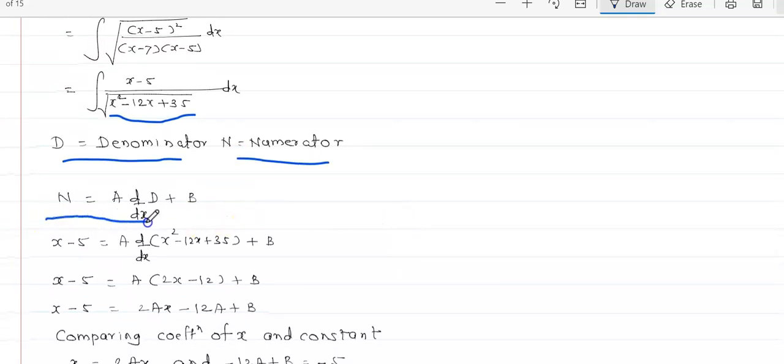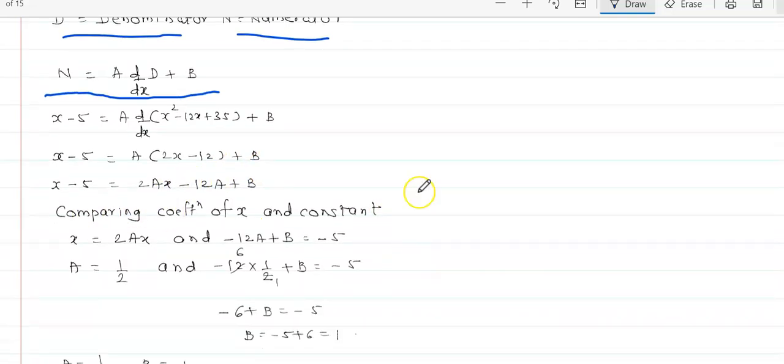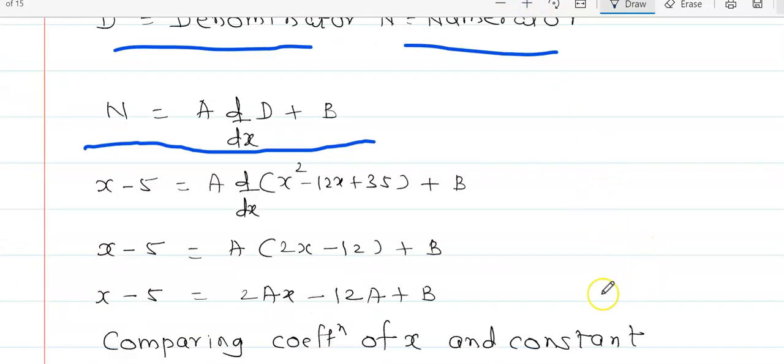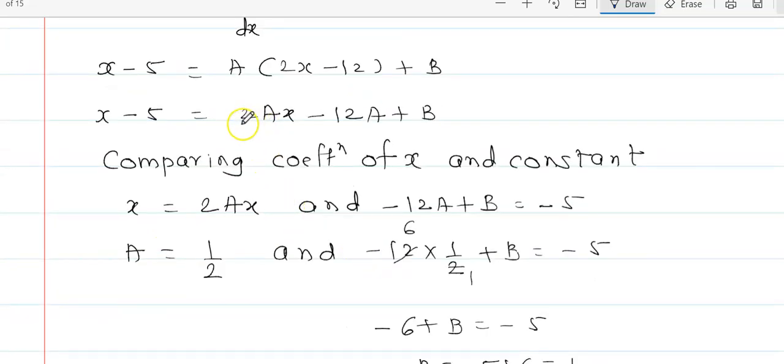That the numerator is equal to a into d/dx of the denominator plus b. Next, the numerator is x minus 5, a into d/dx of the denominator plus b. Math derivative is 2x minus 12 plus b. Equate the coefficient of x and the constant. Here we will equate the coefficient of x and constant. Therefore 2ax is equal to x, therefore a is equal to 1 upon 2. Here a is equal to 1 upon 2.